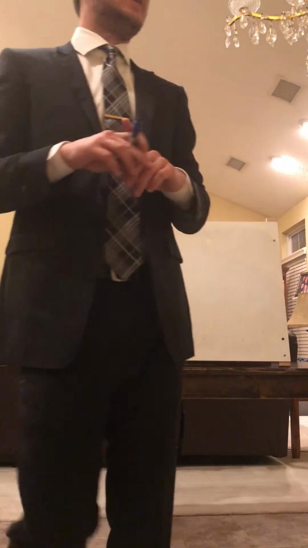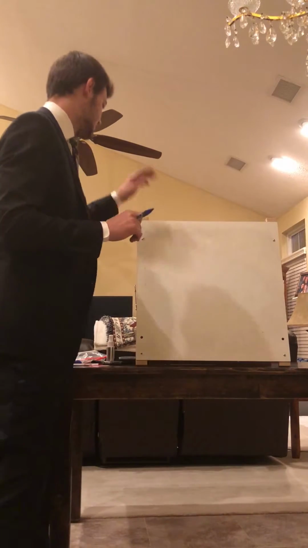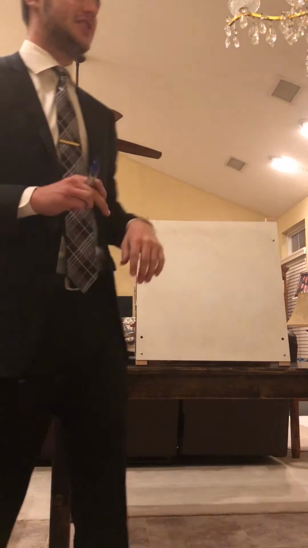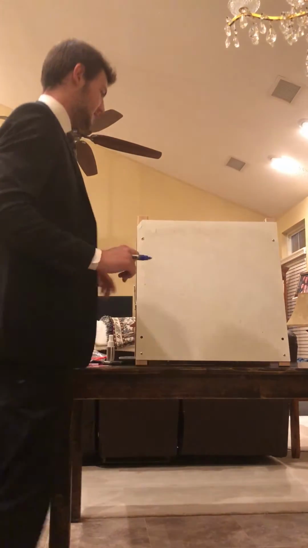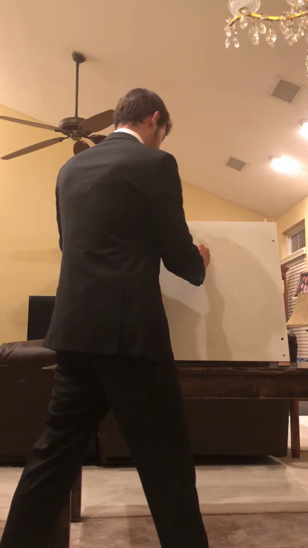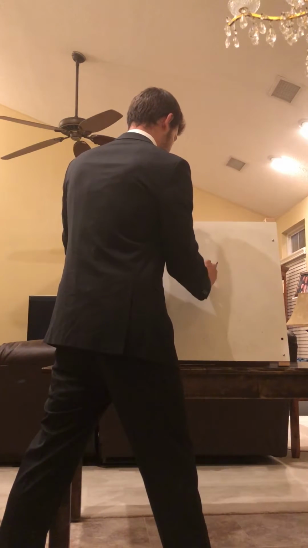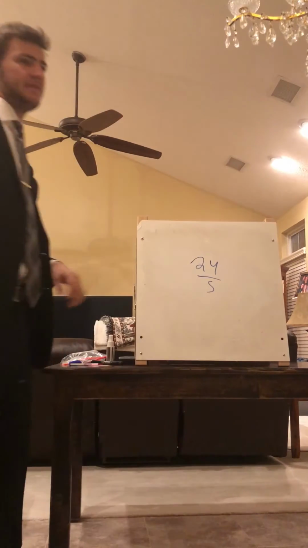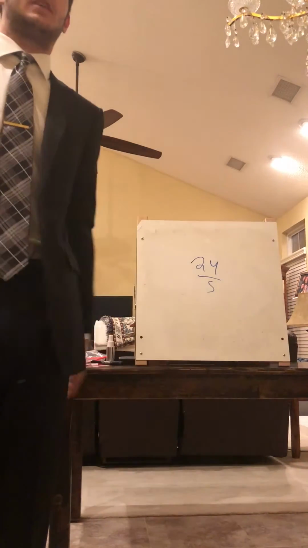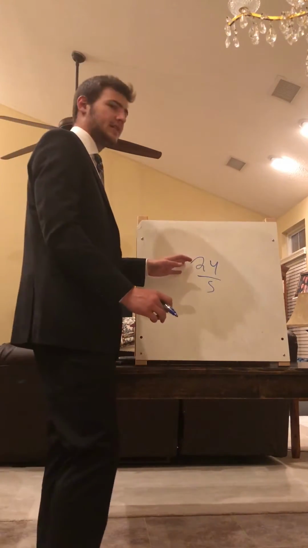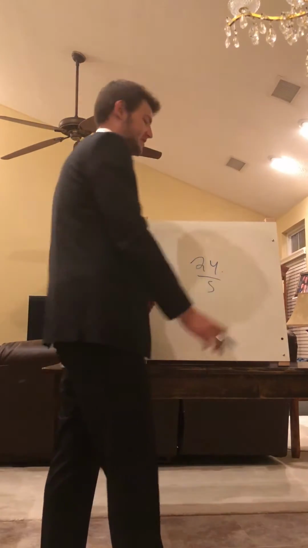Alrighty, Freddie, Sam, you guys got yours done pretty quick over there. So let's see what we got. Freddie, what did you come up with? All right, you gave Sam 24 over 5. Is that an improper fraction first off? Yes. Why? Because the numerator is higher than the denominator.